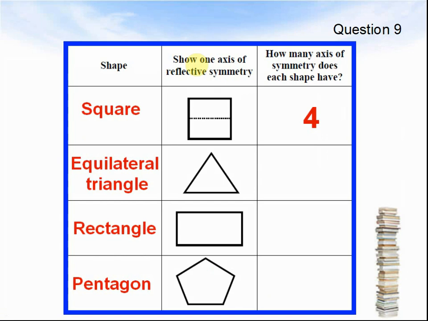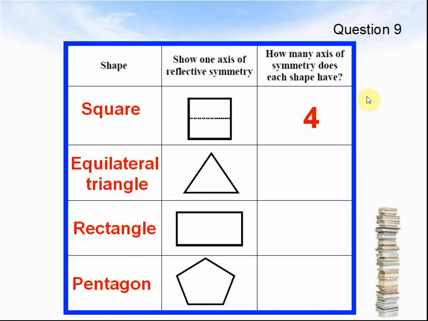Question 9. This shape is a square. How many axes of symmetry does each shape have? This has 4. So you know it's 1, 2, 3, and 4. So how many lines of symmetry does an equilateral triangle have, a rectangle have, and a pentagon have?